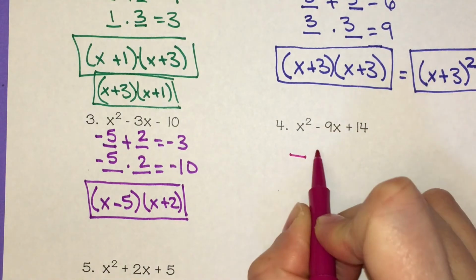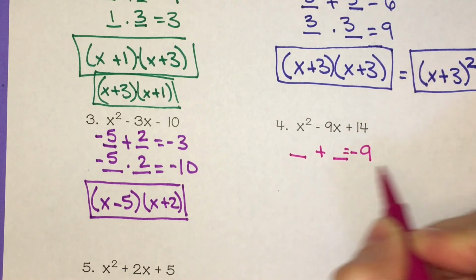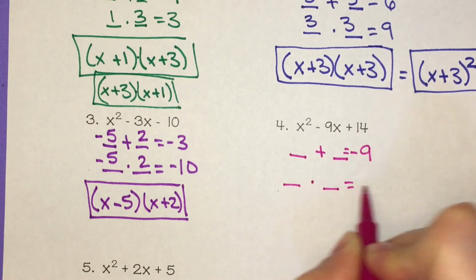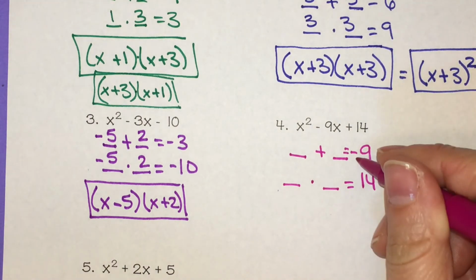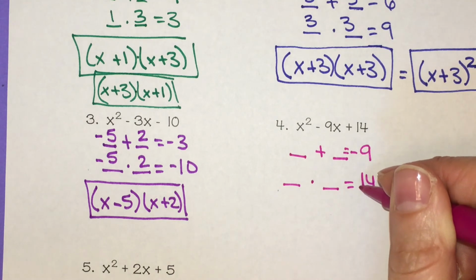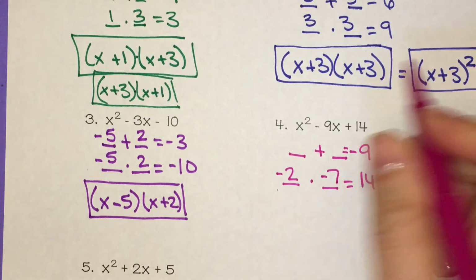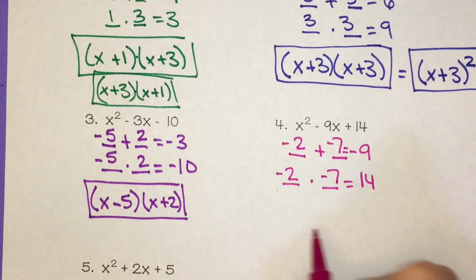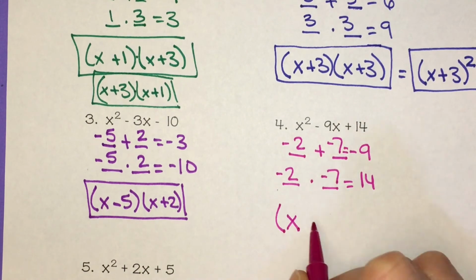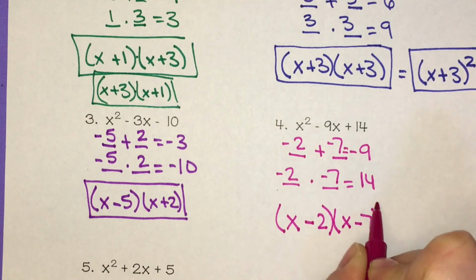Okay, number 4, we're going to add 2 numbers to equal negative 9. Multiply 2 numbers to equal 14. Okay, so you can say add to equal negative, multiply to equal positive. They're both negative. I'm going to say negative 2 times negative 7 is positive 14. Negative 2 plus negative 7 is negative 9. So factored, it's x minus 2 times x minus 7.